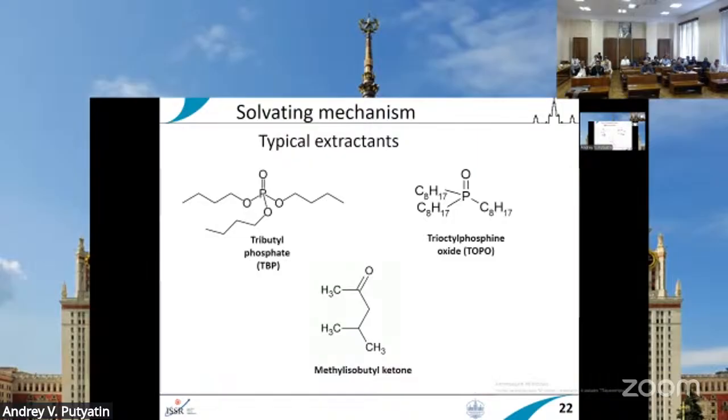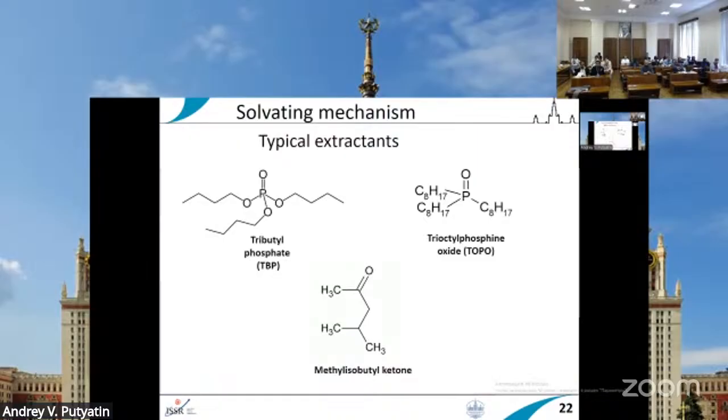It's the most massively used molecule in radiochemistry, because the Purex process is an industrial process where high amounts of organic phase and aqueous phase contact with each other. Another example, also a phosphorus containing molecule, is trioctylphosphine oxide. It's mainly used in laboratory scale processes, and both of these molecules are used in extraction chromatography.